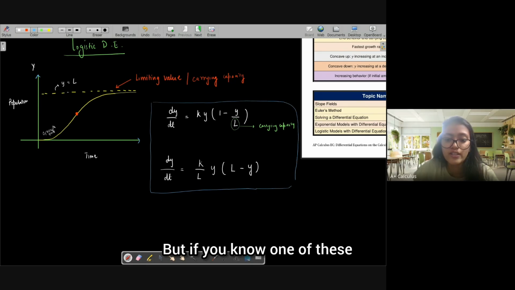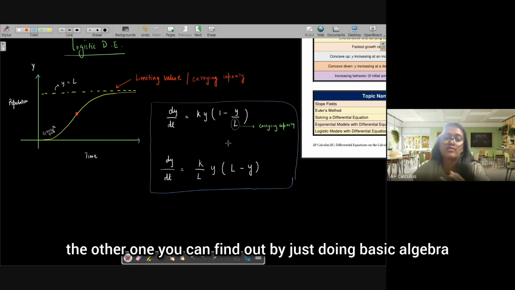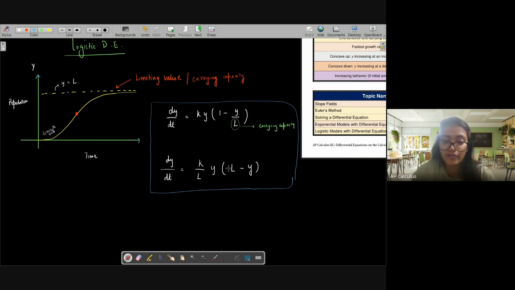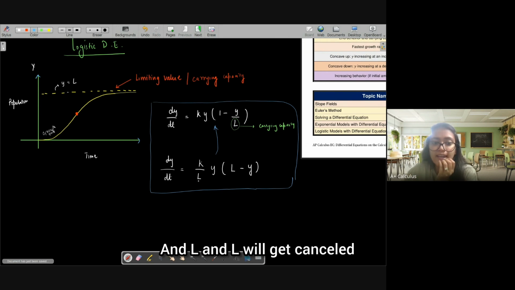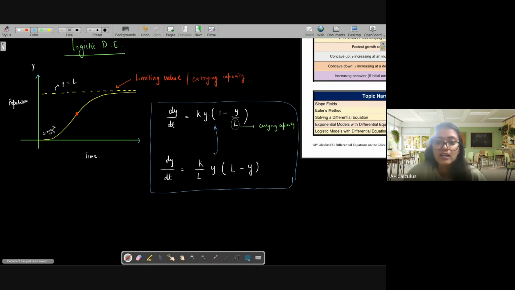But if you know one of these, the other one you can find out by just doing basic algebra. If you know this, you factor out L from this equation. Factor out L, you will have 1 minus y over L, and L will get cancelled. You'll get this equation.